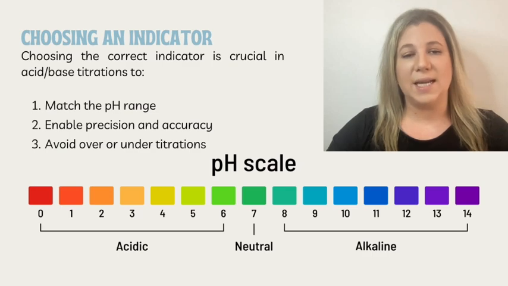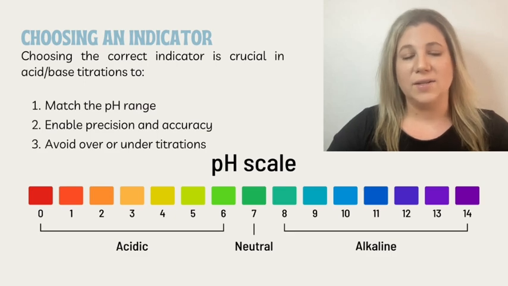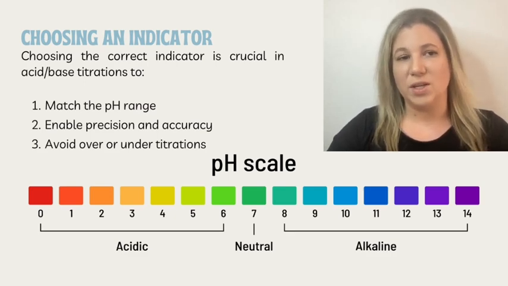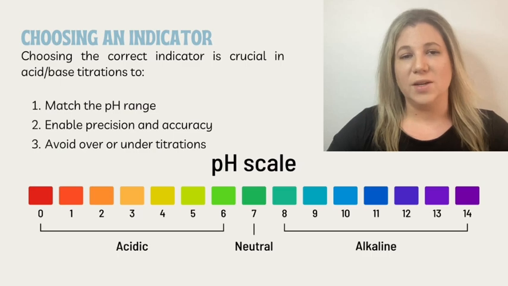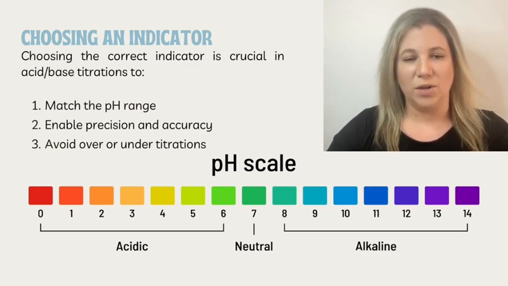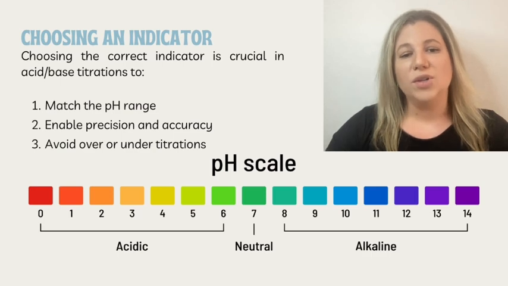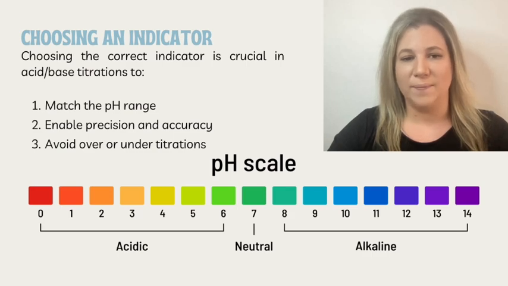If we choose an indicator that is not close enough to the equivalence point, then the endpoint is going to change, we're going to have that color change, and we're not going to get accurate results because it's going to change at the wrong time. So we need to make sure that we're picking one in which the endpoint is going to change at about the same time the equivalence point occurs. A well-chosen indicator provides a really sharp and distinct color change, and this helps us with precision and accuracy.